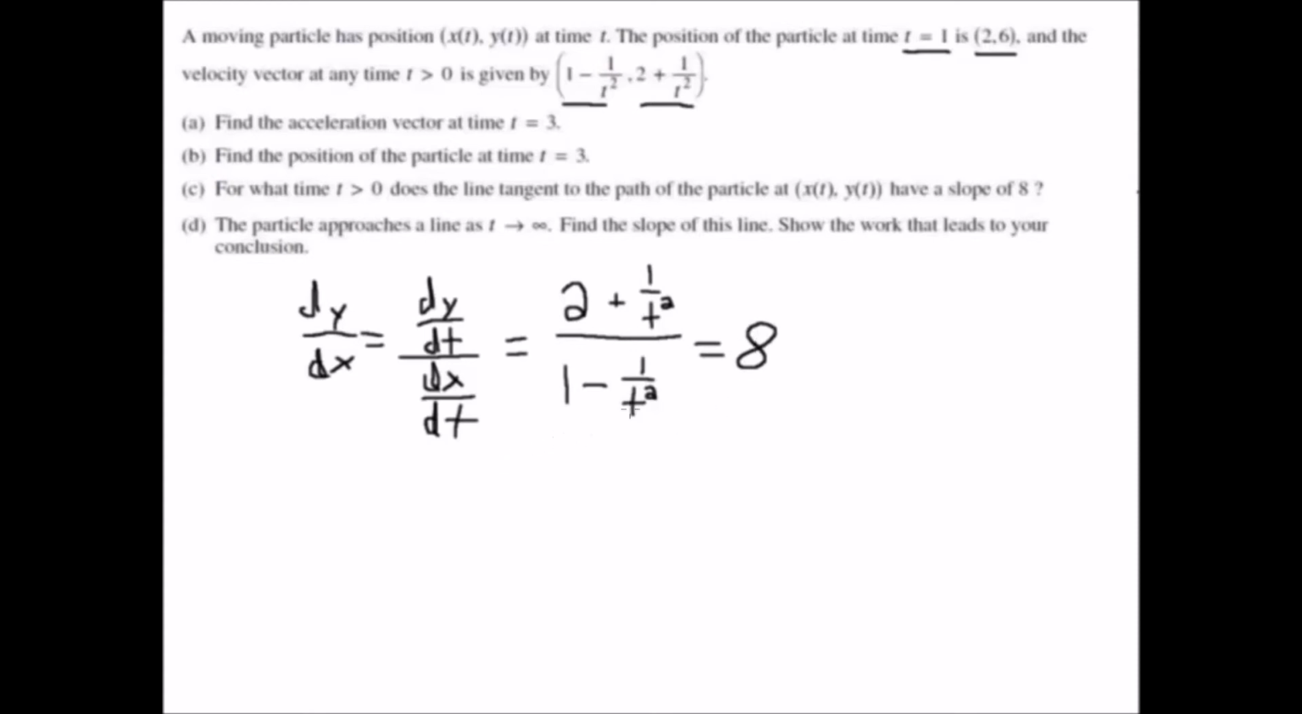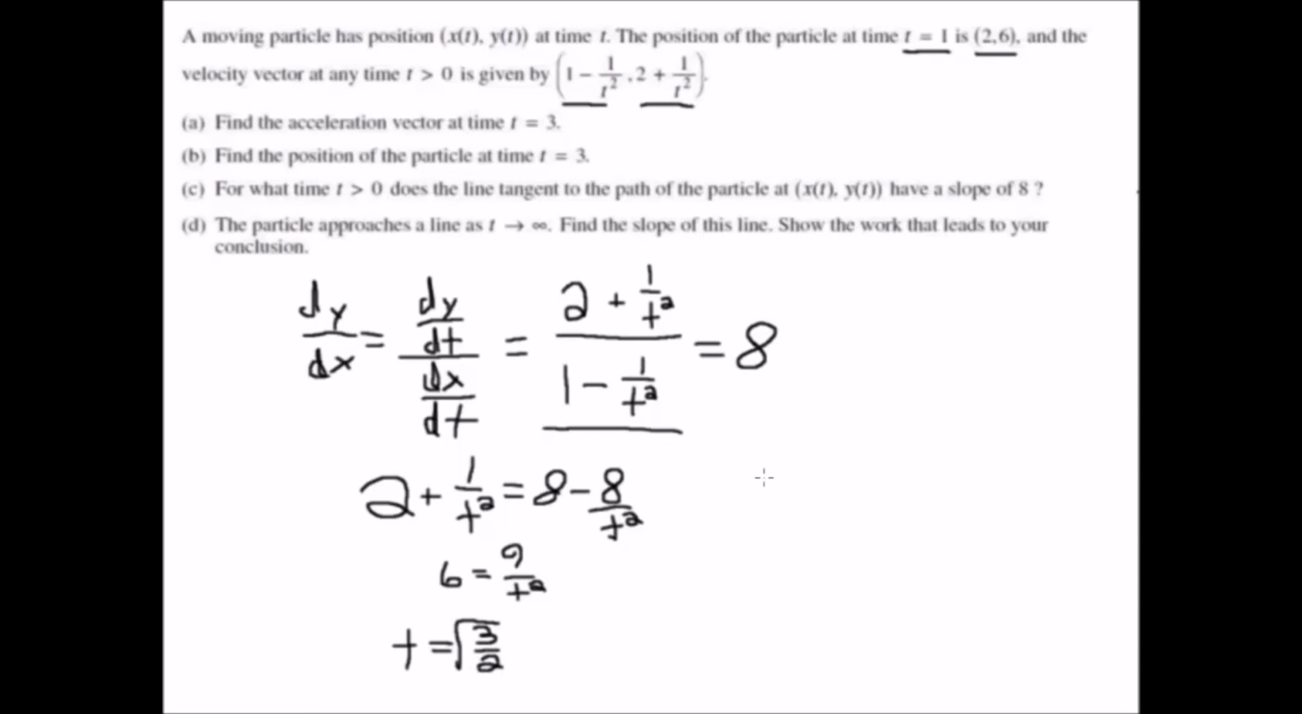So, in order to do that, we're going to solve for t. First we'll multiply by the denominator and get 2 plus 1 over t squared is equal to 8 minus 8 over t squared. Get everything on the same side, and we'll have 6 equals 9 over t squared. That solves to t is equal to the square root of 3 over 2. You can plug that in to the original equation in order to check for accuracy.